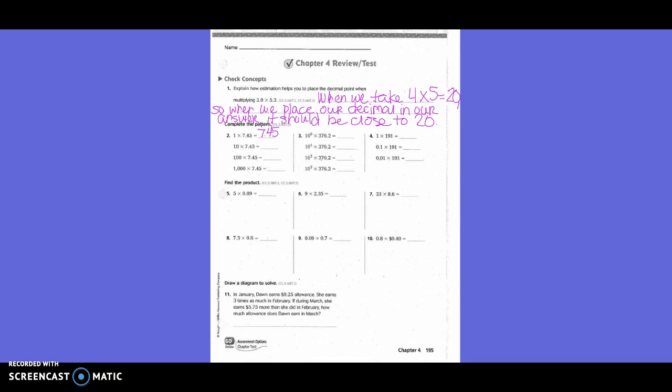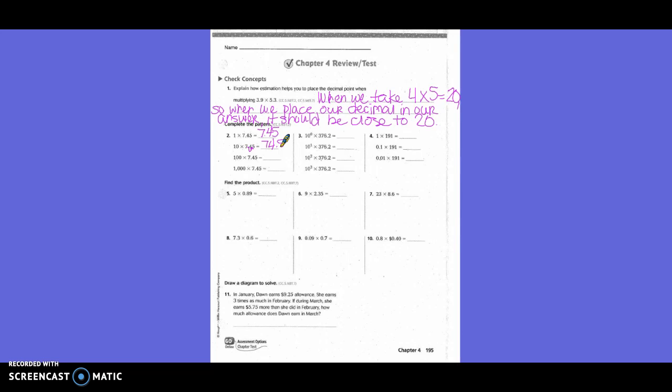10 times 7 and 45 hundredths. Now, can we show a loop? Yes. Now, since I'm multiplying times the whole number, do I go to the left or do I go to the right? To the right. I move my decimal to the right. So I'm going to go how many loops to the right? One loop to the right because I have 10, right? So my answer for this is?